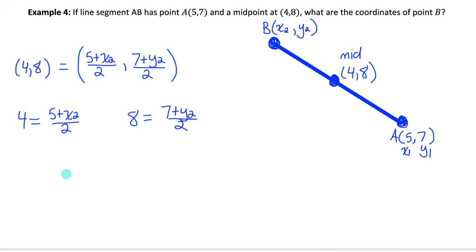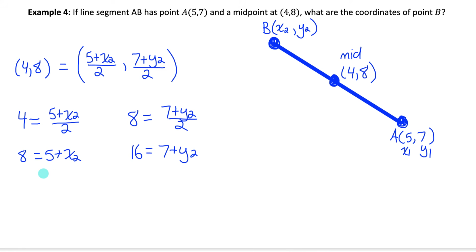I now have two equations. I can solve each of these equations for the one unknown in each of them. The first thing I would do to isolate the variable is move the divided by 2 to the other side by doing the inverse operation, which is multiplying by 2. 4 times 2 is 8, so I have 8 equals 5 plus x2. And if I'm looking at the y-coordinate equation, 8 times 2 is 16, so I have 16 equals 7 plus y2. And now in each of them, I just have one step left to isolate the variable.